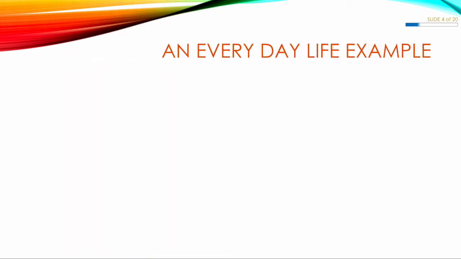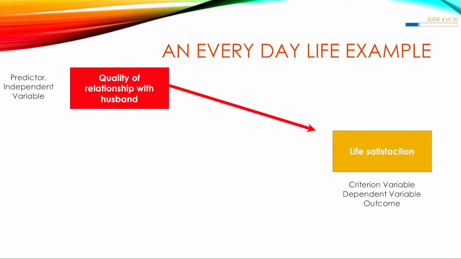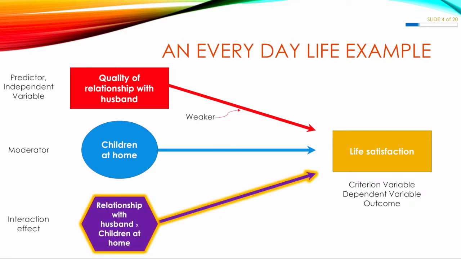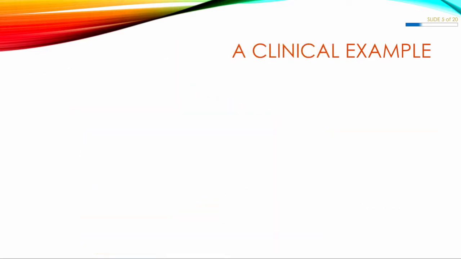Now, we see moderating variables in everyday relationships. For example, a woman's satisfaction with life may be related to the quality of her relationship with her husband. However, her life satisfaction may also be due, in part, to the fact that her children are living at home. Now, if the children were to leave, her satisfaction with life might decrease significantly. So having her children at home interacted with or moderated the degree to which her relationship with her husband brought her overall life satisfaction.